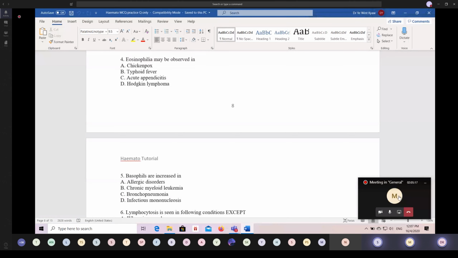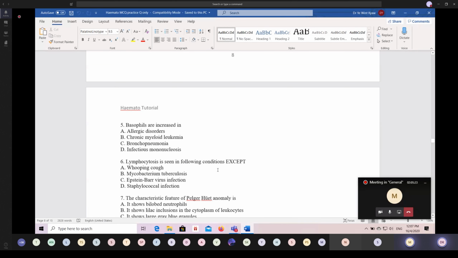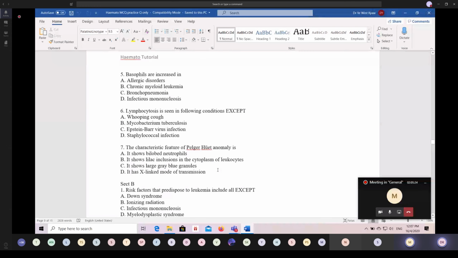Allergy disorder. Allergy disorder. Oh no, this is allergy disorder. Oh my god. You are concerned. The myeloid leukemia. Myeloid leukemia.